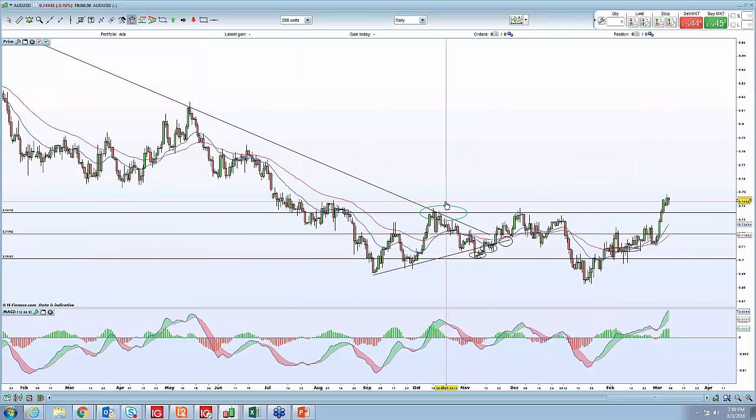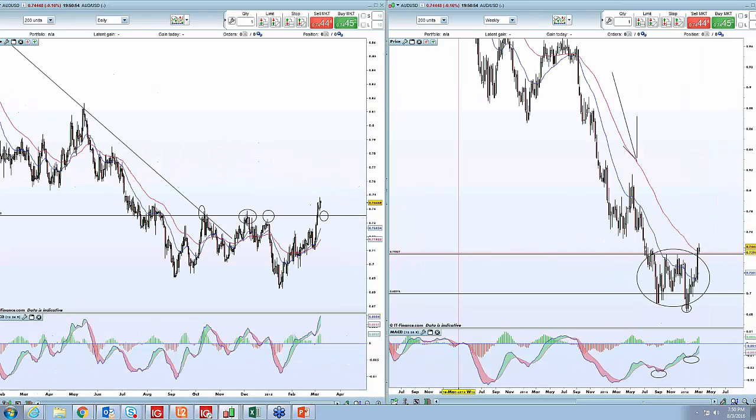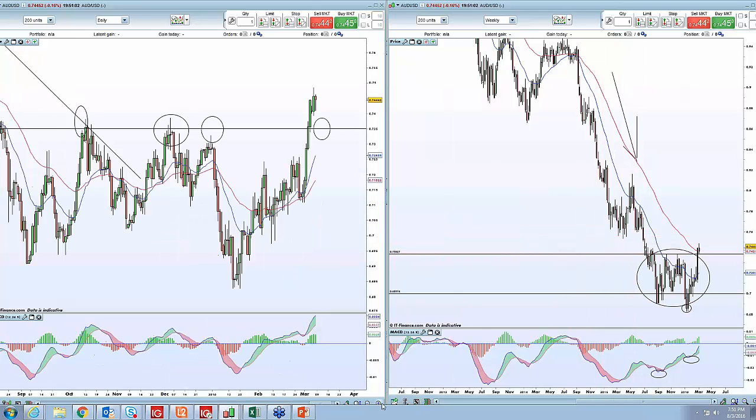Let me just delete some of the lines here. But you see all these touches here, here, here, here. So I'm hoping that it can retrace maybe back to the 73.50 area, and then make another push higher, and then target maybe the 76 resistance area. But it definitely seems bullish on the Aussie dollar.